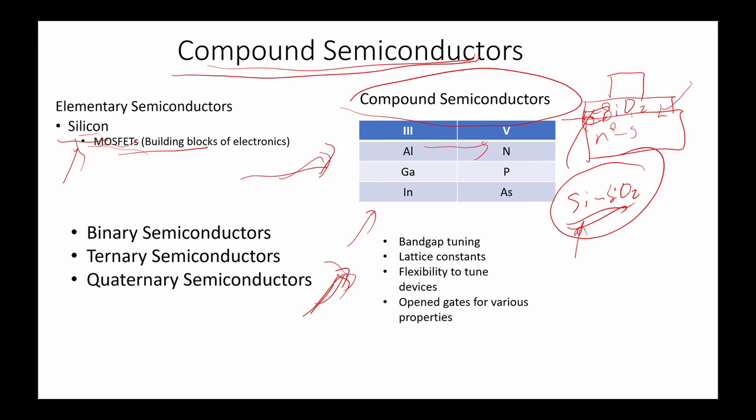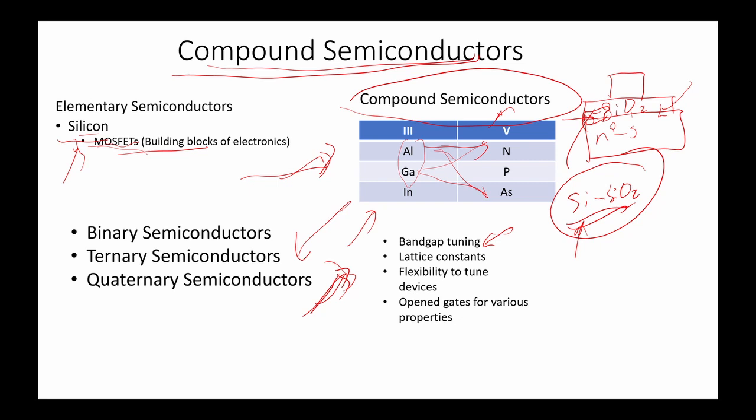So we can tune the band gap in compound semiconductors. That band gap tuning, we will discuss how it is used in ternary semiconductors. We can mix these two, aluminum nitride and gallium nitride, or aluminum arsenide and gallium arsenide. We can mix these two compound semiconductors to make an alloy of them, and we can tune the band gap. This is the band gap tuning.